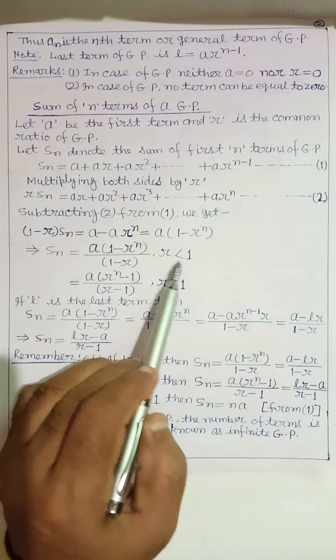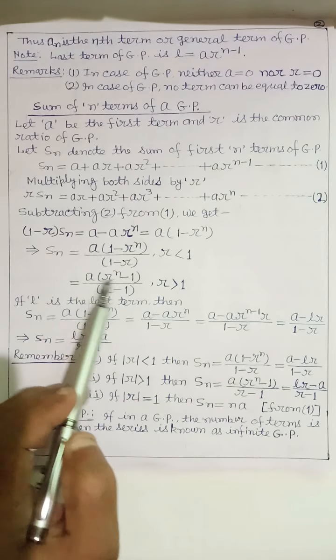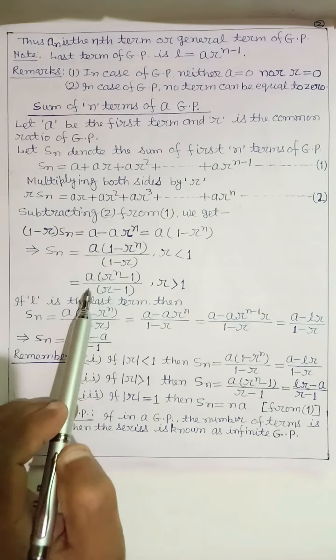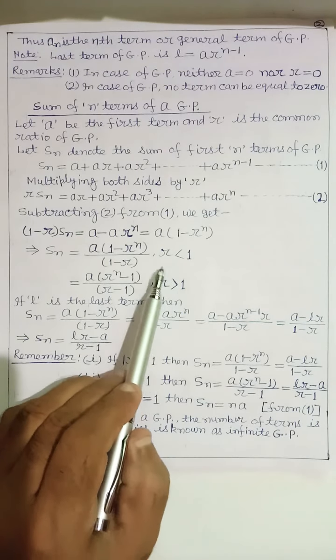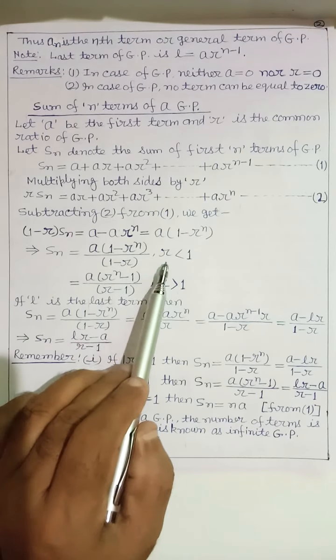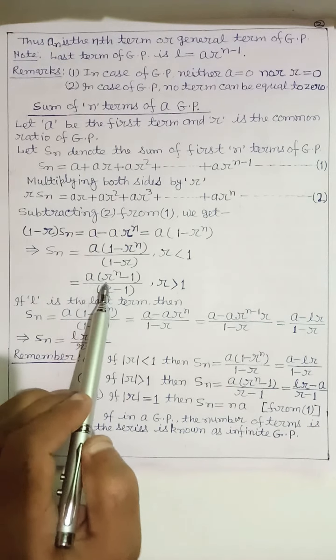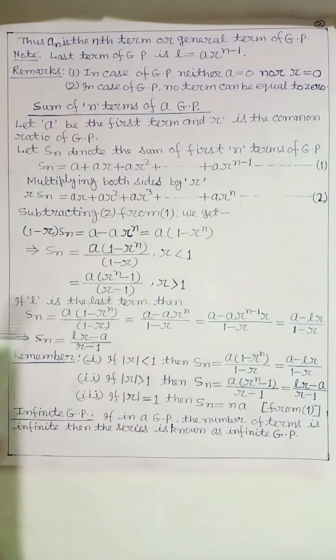Here R is less than 1, and we can write this in this way, taking minus common in numerator and denominator. Here R is greater than 1, meaning we use this formula when R is less than 1, and using this formula, A into R to the power n minus 1 by R minus 1, if R is greater than 1.